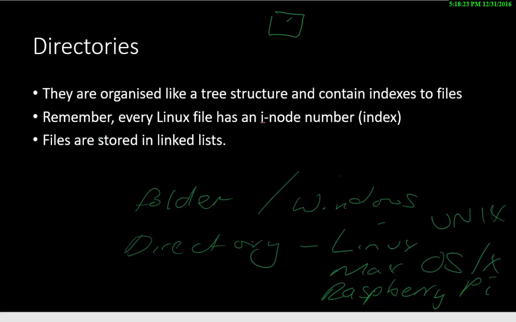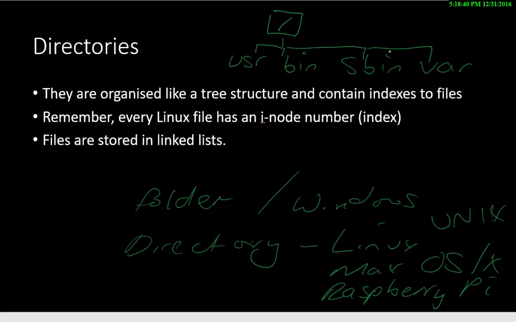So you'll start off in Linux with your root, and then you will have your user, your bin. These are all directory names. Your SBIN, static binaries, your VAR, and so on, all the different directories. And then underneath these, you've got your ETC, for example. And then underneath these, you'll have more directories. So it's a tree-like structure. As you can see, it starts from the top from one and then carries on. Obviously, it's upside down because these are all the branches.